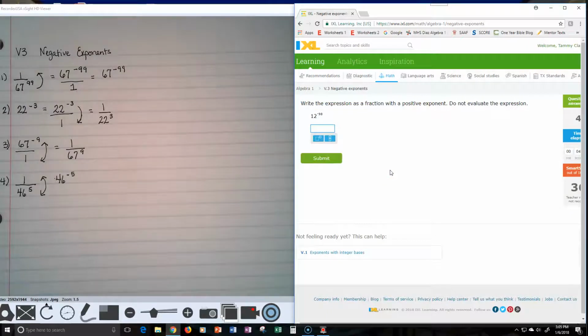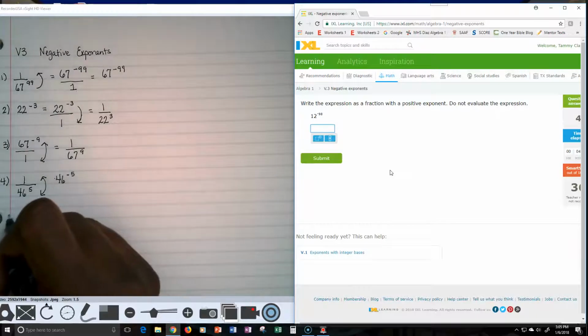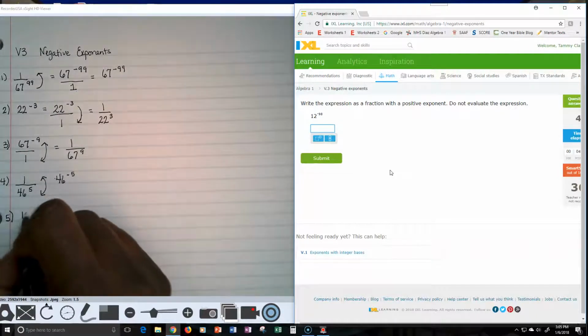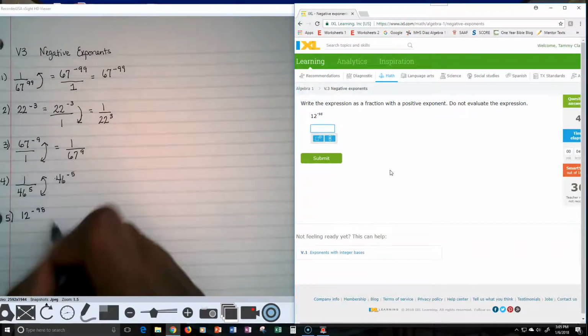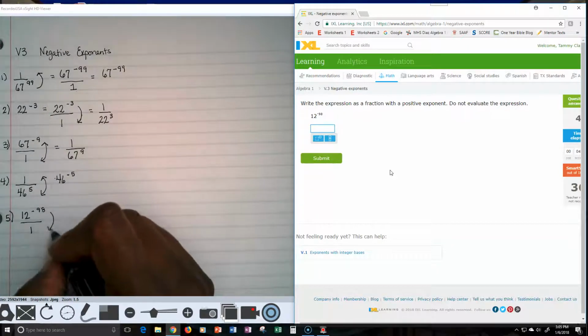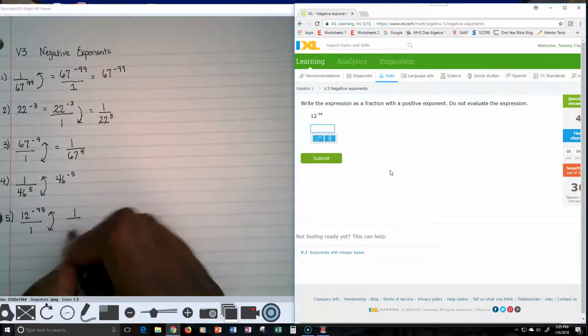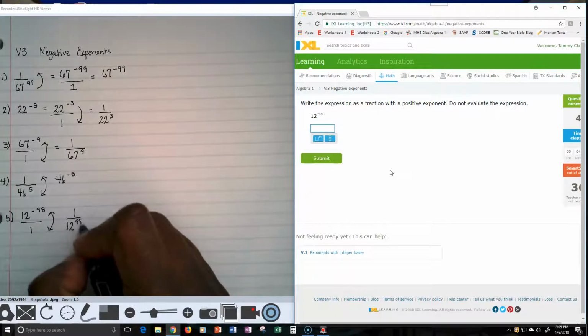Write the expression as a fraction with a positive exponent. Do not evaluate. So number 5, we have 12 to the negative 98. We can write that over 1. If it'll help you to remember, you're going to flip this over. So it's 1 over 12 to the 98th power.